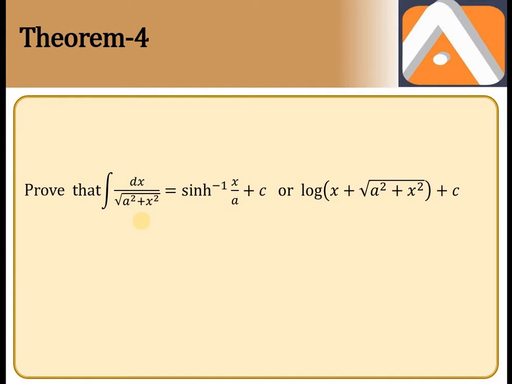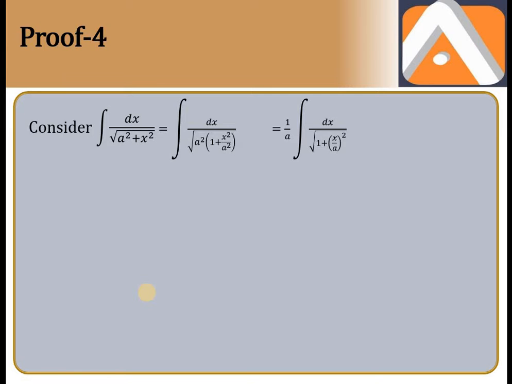Second identity, secant square theta minus tan square theta is equal to 1. Secant square is equal to 1 plus tan square theta. So 1 plus x square, or a square plus x square, means you are going to take the tan substitution. So see here, take a square common, after that you will get x by a. In the previous formula we have done like this. Now you take the substitution x is equal to a tan theta. Now differentiate. So dx is equal to a into the derivative of tan theta, which is secant square theta d theta.